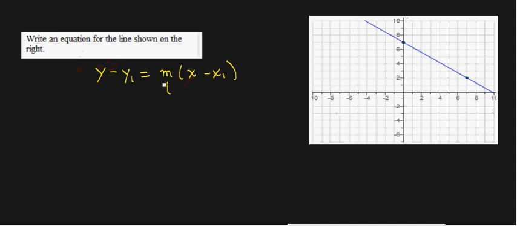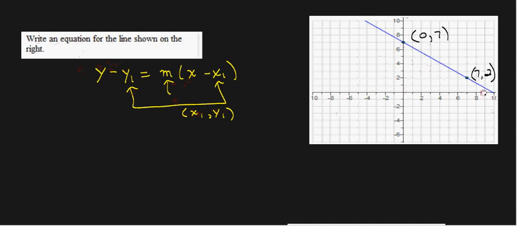And to use this form, we need to know the slope of the line, and we need to know a point on that line. We designate that known point as x1, y1. Well, we've got this line drawn for us. They didn't tell us the slope of this line, but they did give us these 2 points. One point is x is 0, y is 7, and the other point is x is 7, y is 2.